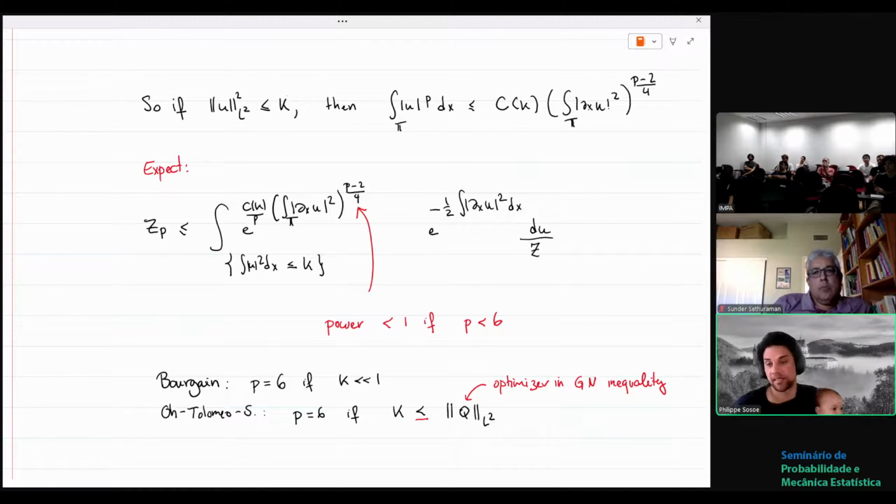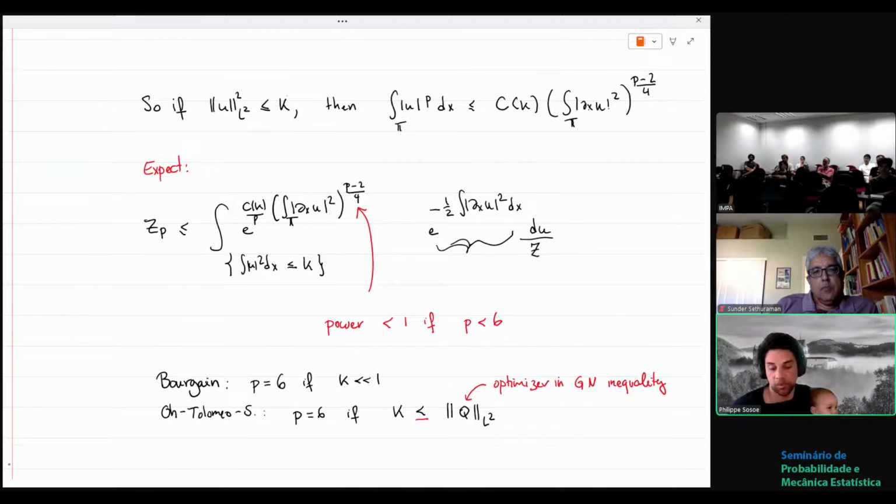So if p is less than 6, this is a power that is less than 1. So it suggests that this Gaussian term is going to dominate, and that in fact the partition function will be bounded by the partition function of some Gaussian, possibly with a slightly smaller variance. Okay, so it should be finite. And this argument, although it's a bit difficult to make sense of directly, can be more or less implemented, and it can even suggest what should happen when p is equal to 6.